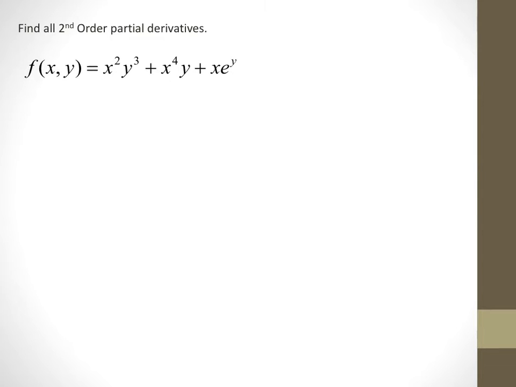For this one, we're going to find all second order partial derivatives. So the first thing we have to do is find the first order partial derivatives. And when we do that with respect to x, y is a number. And so for the first term, y is a number, we get 2x times y cubed.